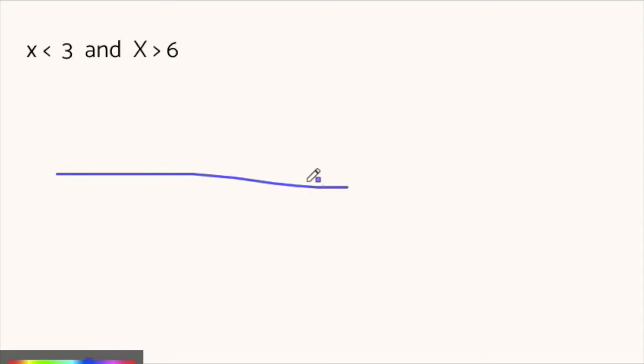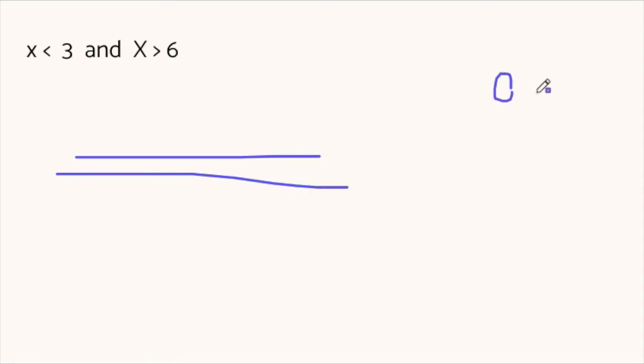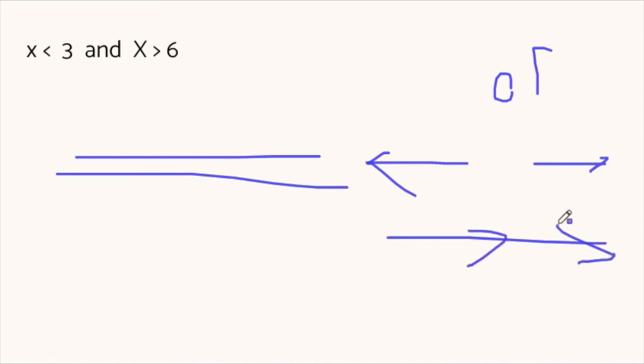"And" questions, they need to overlap. And where they overlap is the answer. And for "or" questions, they don't need to overlap. They can go that way, or they can just be something like this.